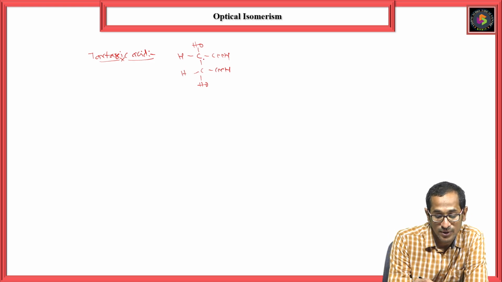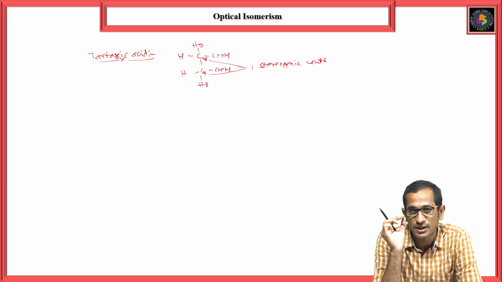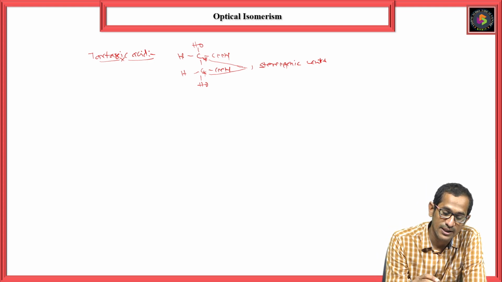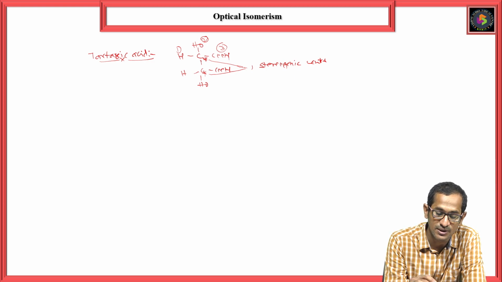Now see here, I am putting star marks at this carbon and at this carbon. These two star marks indicate stereogenic centers. What is a stereogenic center? Just now I explained that it is when a carbon is surrounded by four different groups. Coming to the first carbon, this is the first group, this is the second group, this is the third group, and the rest of the whole is the fourth group. Therefore, this carbon is a stereogenic center or chiral center.